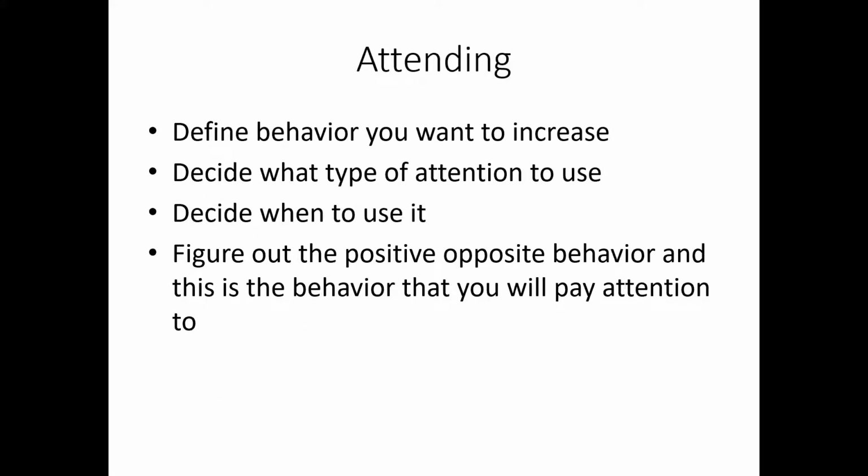So when we're wanting to increase a behavior, we can often use this strategy of attending to give attention, because that will increase the likelihood of that behavior happening again in the future. Of course, we want to start off by defining what that behavior is that we want to increase. So that's always our first step. Then we would decide what type of attention to use. So are we going to give a thumbs up? Are we going to give a smile? Or are we going to praise? Or maybe we'll do all of the above. And then we want to decide when to use the attention. So this should be immediately after the behavior occurs, or sometimes even during that behavior, depending on what it is.